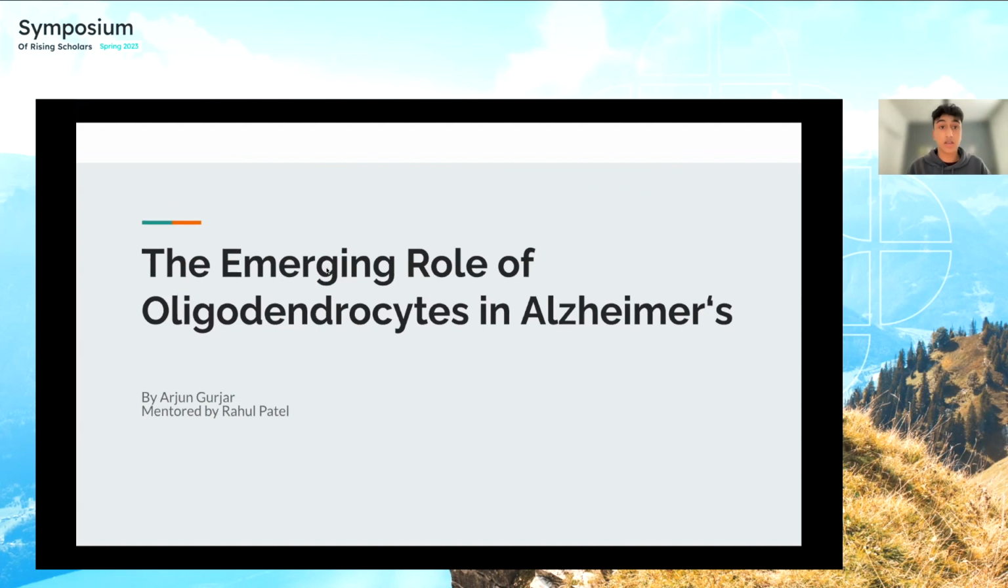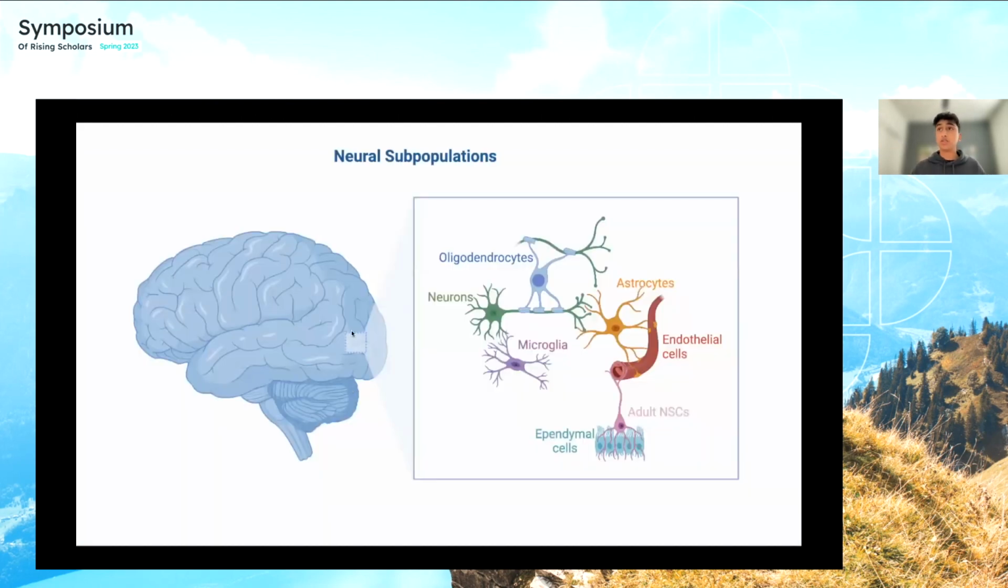My name is Arjun, and my review paper was on the emerging role of oligodendrocytes in Alzheimer's, and my mentor was Rahul Patel. So I want to first start off by looking at a zoomed in section of the brain. Right now we're looking at the occipital lobe, but this could apply to basically any region.